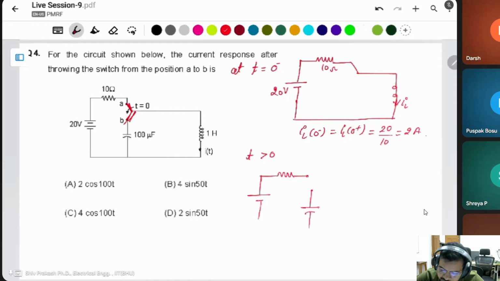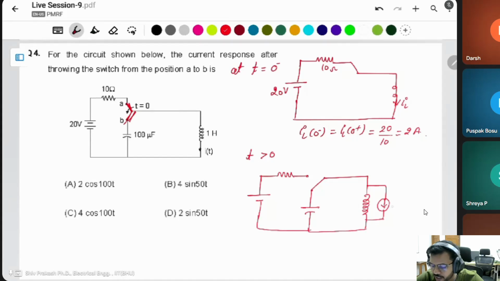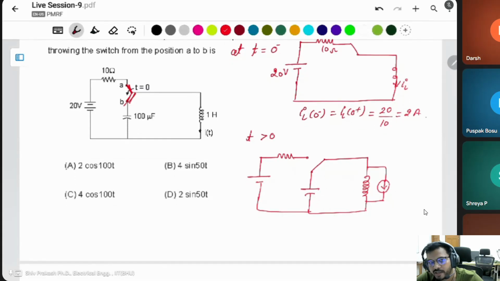This is the capacitor. The capacitor is not initially charged. Only the inductor will charge. The inductor has a current because of the initial current. The inductor's initial current is shown in parallel to the inductor only, not in series with the inductor. But the initial voltage of the capacitor is shown as a voltage source in series with the capacitor.